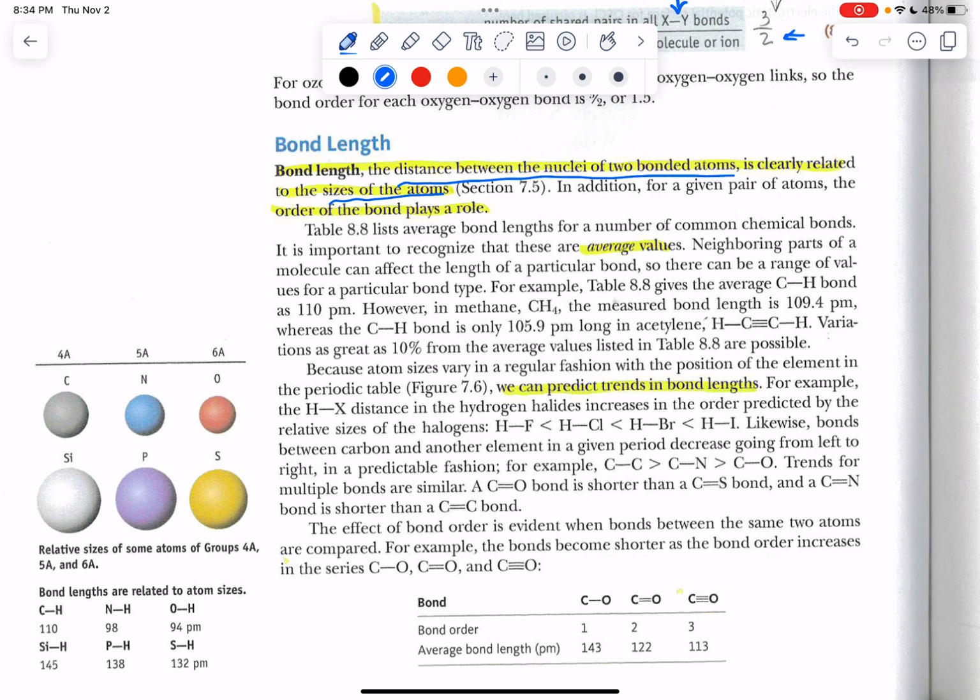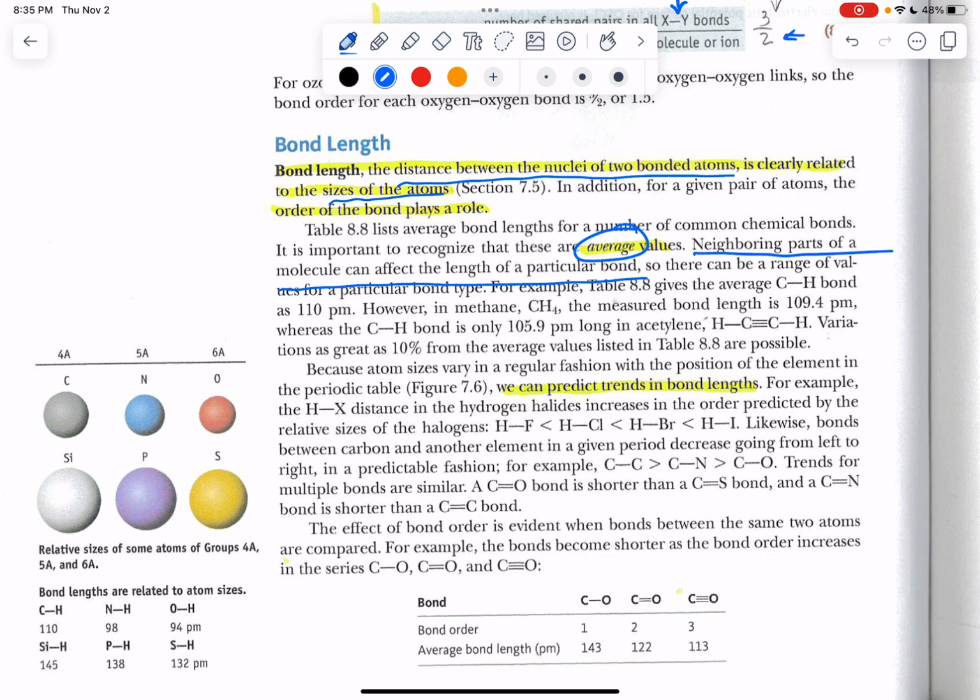And so keep in mind that these bond lengths are not set in stone. They are average values because neighboring parts of a molecule can affect the length of a particular bond. So, for example, a carbon-oxygen bond in one molecule might have a slightly different length than a carbon-oxygen bond in a completely different molecule because of what the rest of the molecule might happen to be. So we talk about these as average values, and so obviously you're not going to have a lot of significant digits in the bond length.